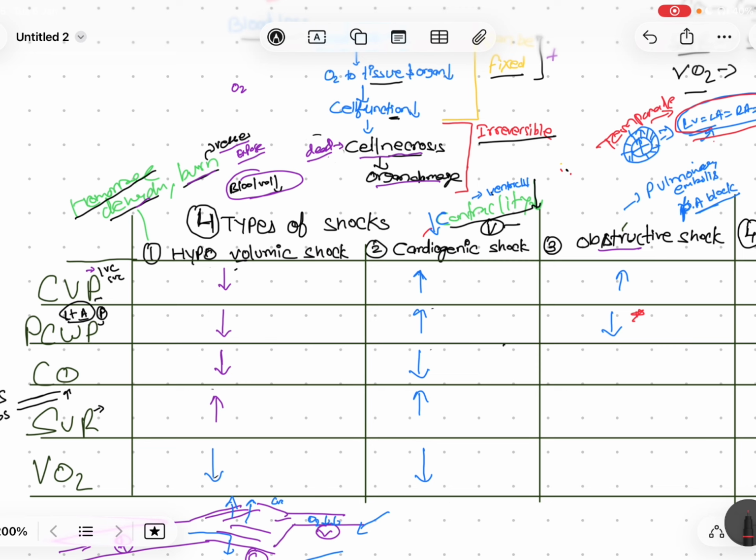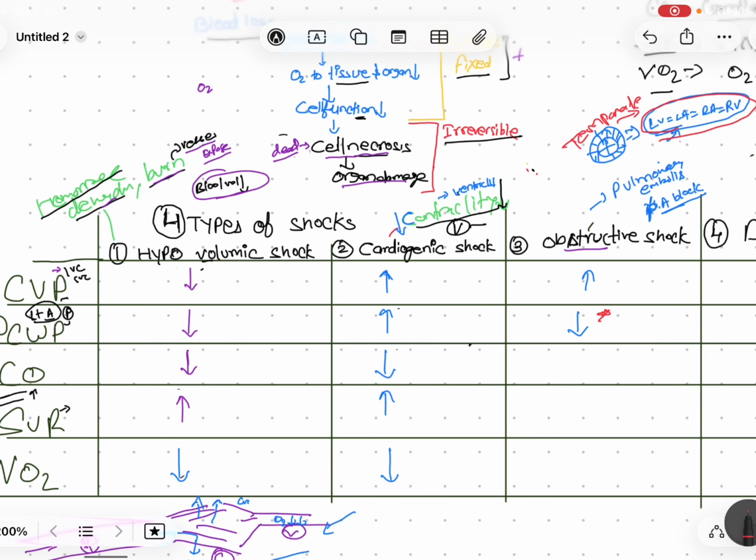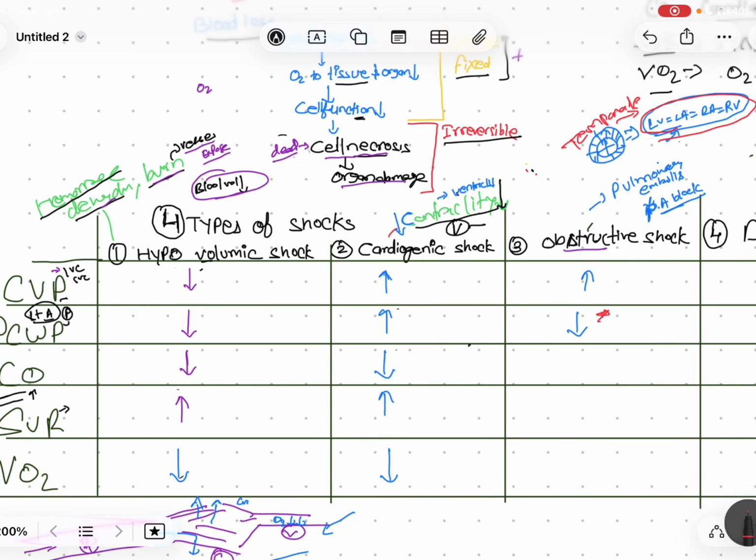If you look at cardiac output, there is already less blood, and from the pulmonary artery blood is not going there. So cardiac output also reduces. If you look at systemic vascular resistance, what happens in this? Systemic vascular resistance also increases.